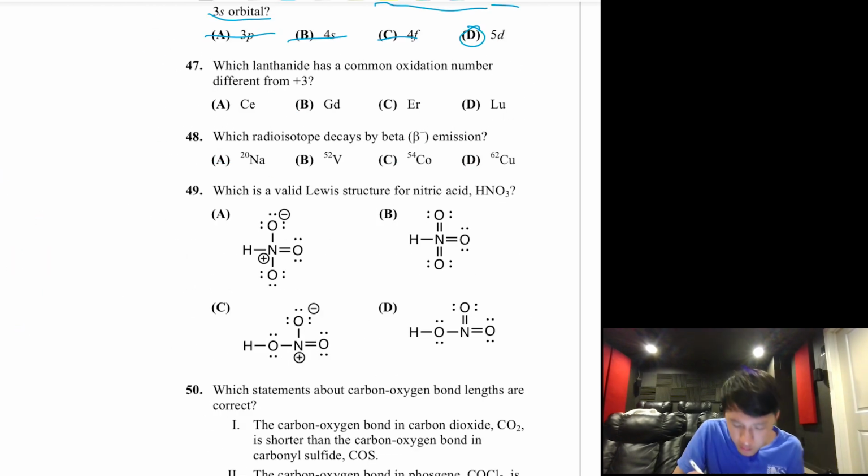Problem 47. Which lanthanide has a common oxidation number different from +3? This is kind of a trivia question. The answer is going to be cerium, because it can also have the common +4 oxidation state. If we didn't know that, we can kind of justify this from the periodic table. So let's look at that.